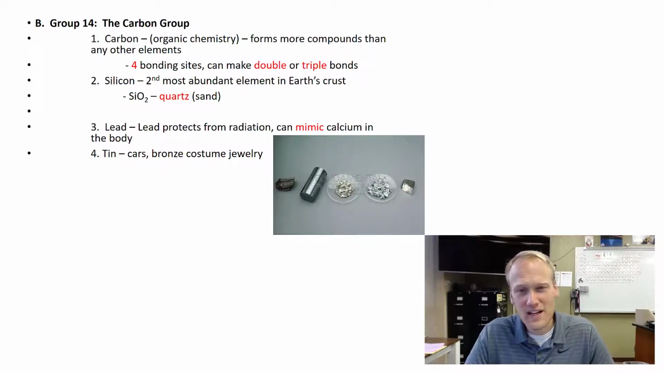Carbon is really important to us in our life because a lot of the molecules that make me and you up are made from carbon. Carbon is a great building block. It's a great Lego because it has 4 bonding sites. Everything in this group does.